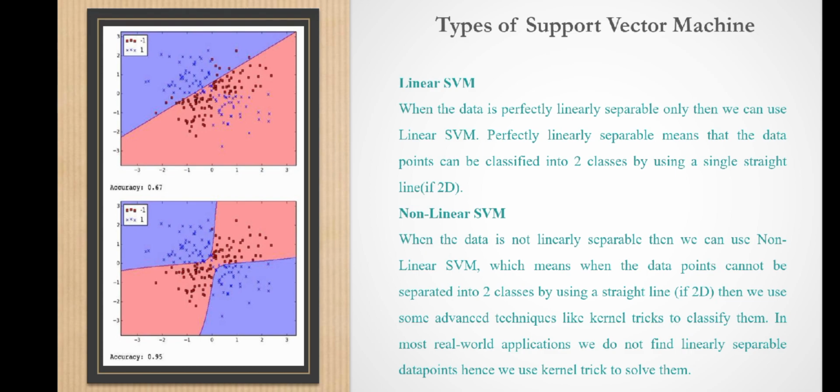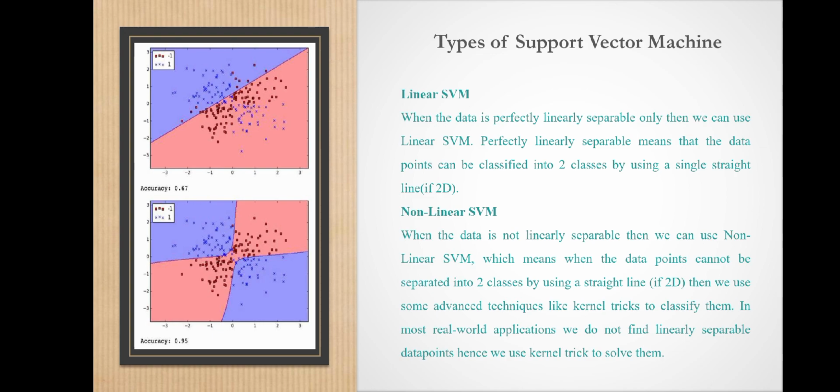Non-linear support vector machines. It is used for non-linearly separable data, which means if a data set cannot be classified by a straight line, then such data is termed as non-linear data and is classified using a non-linear support vector machine classifier.